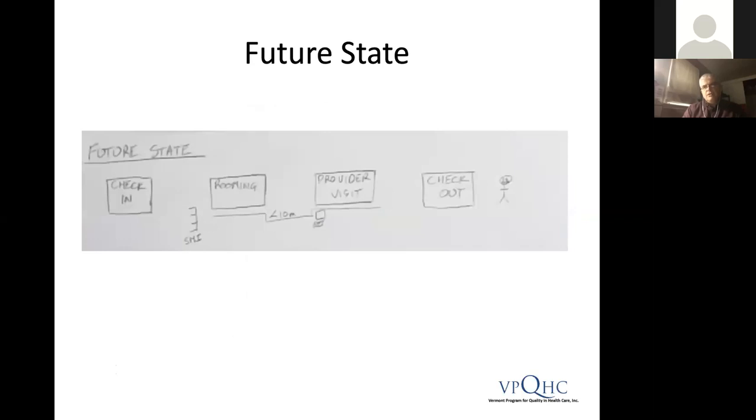Real simple one in this case, we've got the supply managed inventory system between check-in and rooming, so making sure that the supplies are there for rooms. Where the goal is below 10 minutes between rooming and the provider visit. The new computers in the exam room. So we've got a few things in there that generate the new future state.